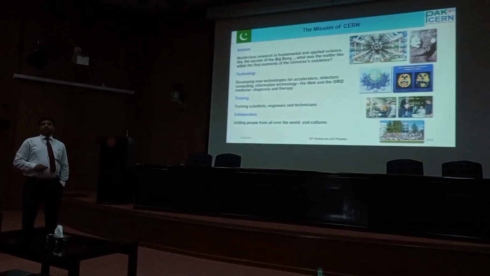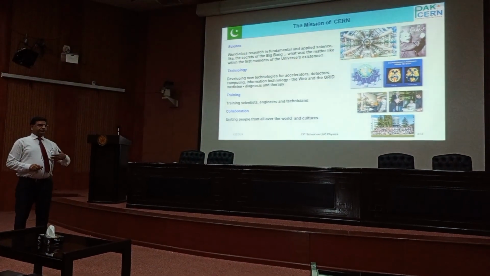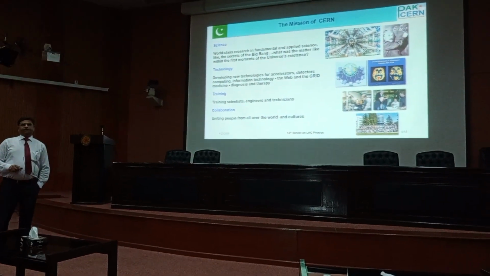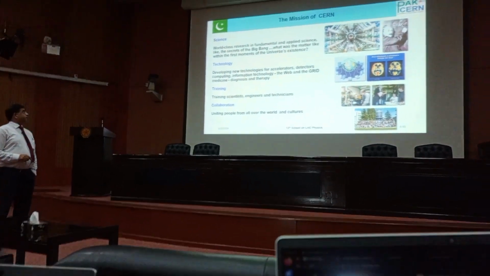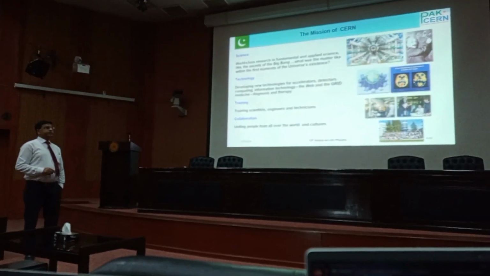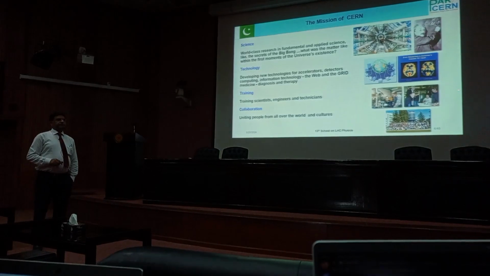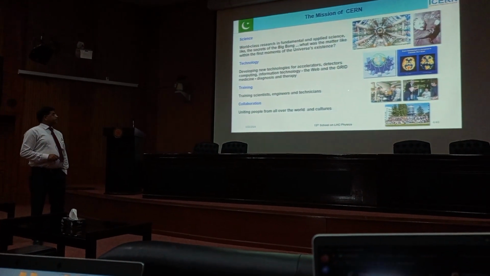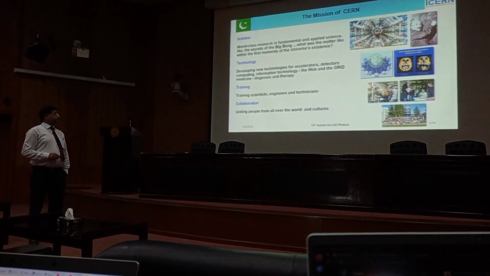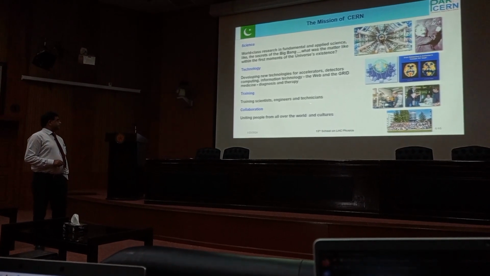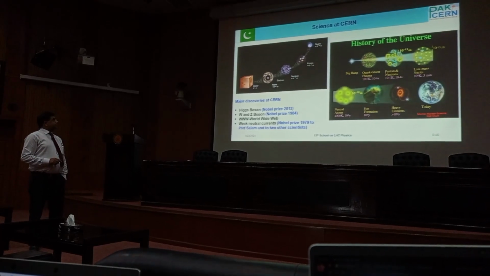So what is the mission of CERN? It has science, to know the secrets of the Big Bang, the standard model, and QCD after the Big Bang; technology in different areas like accelerators, detectors, and computing; dosimetry and also medicine; then training in different areas and applications in different fields. So what types of science are done at CERN?